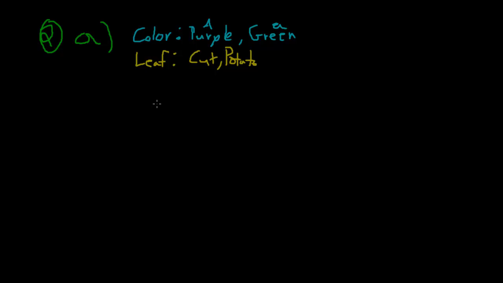Now for leaf, we can look at mating 4. We see that purple cut versus purple potato, purple cut has some offspring, but purple potato doesn't. And green cut versus green potato, green cut has offspring but green potato doesn't. So for the same given color, cut has offspring but potato doesn't. This also implies cut is dominant and potato is recessive.